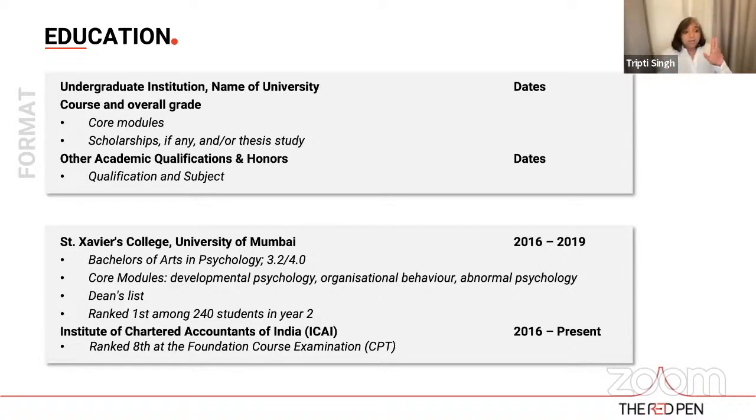Okay. Now, I've also given you an example, right? A typical student at St. Xavier's College, University of Mumbai, Bachelor of Arts in Psychology. This person could have also written Bachelor of Arts Specialization Psychology or major in Psychology, 3.2 upon 4.0 GPA, core modules, Developmental Psychology, Organizational Behavior, Abnormal Psychology. Okay, this is what they wanted to highlight.